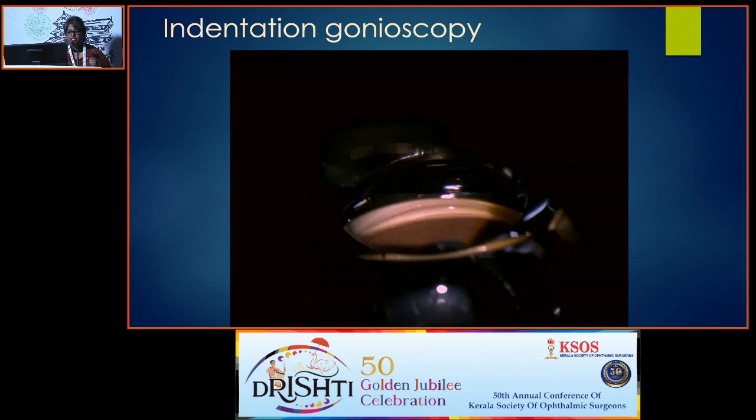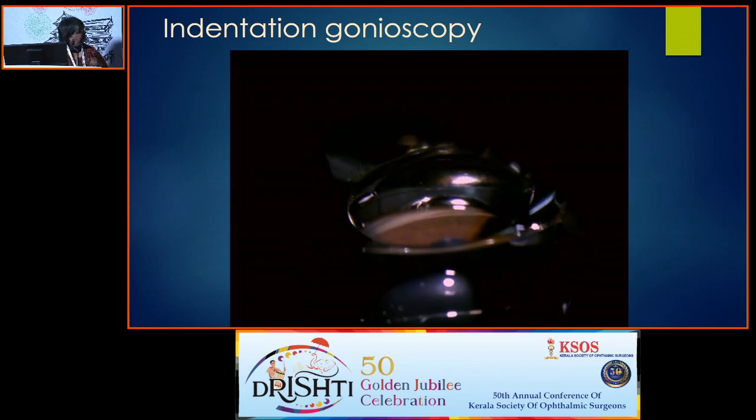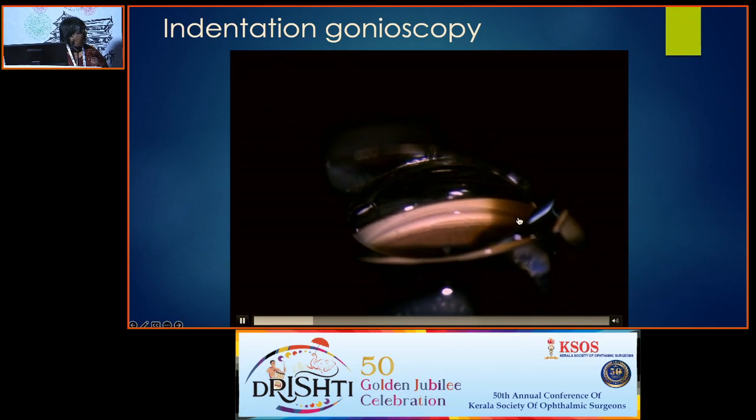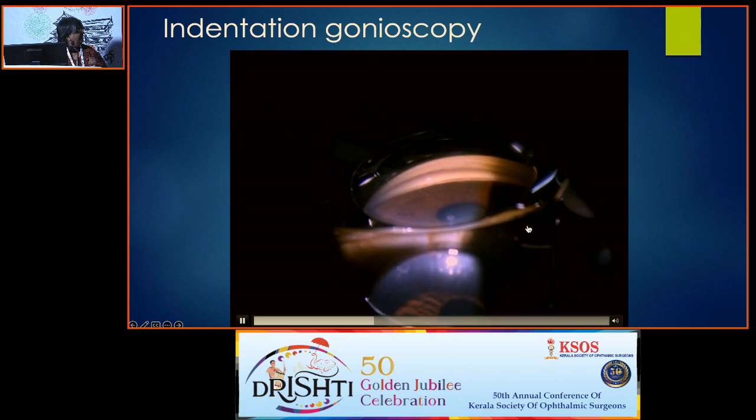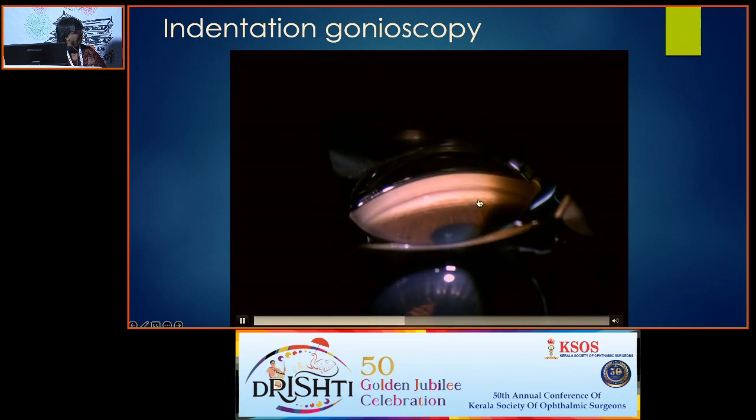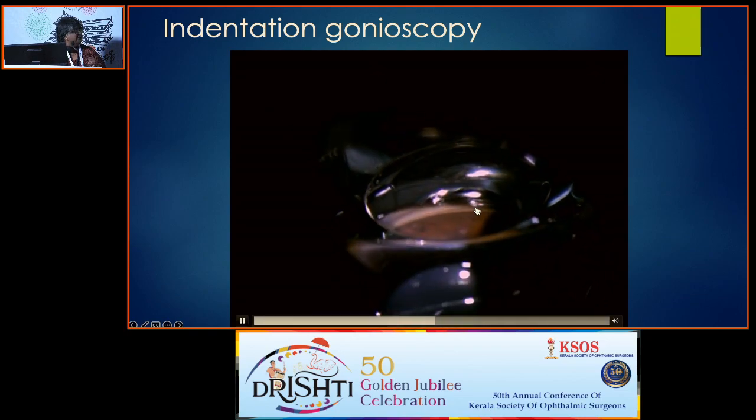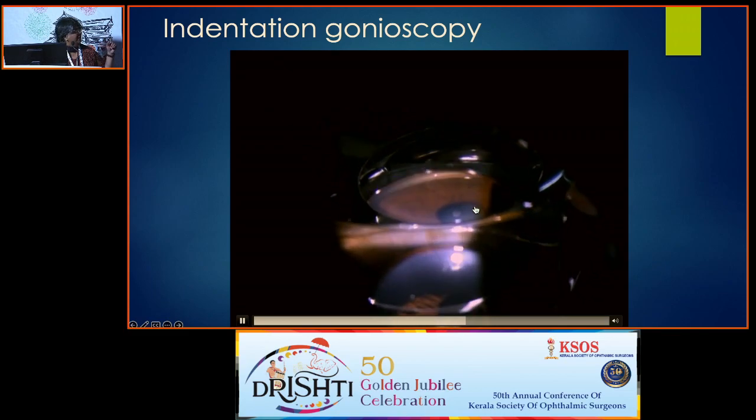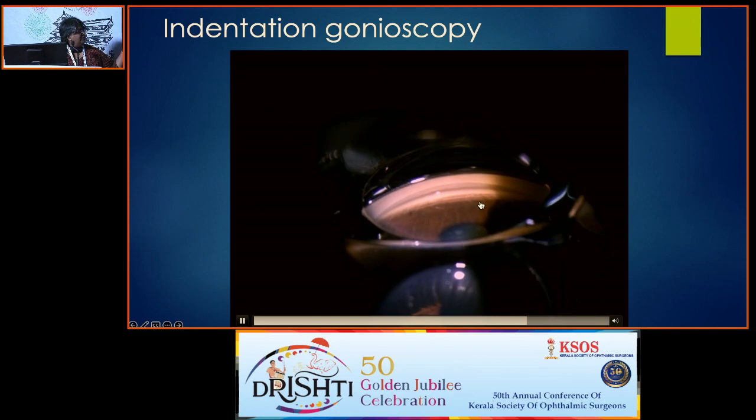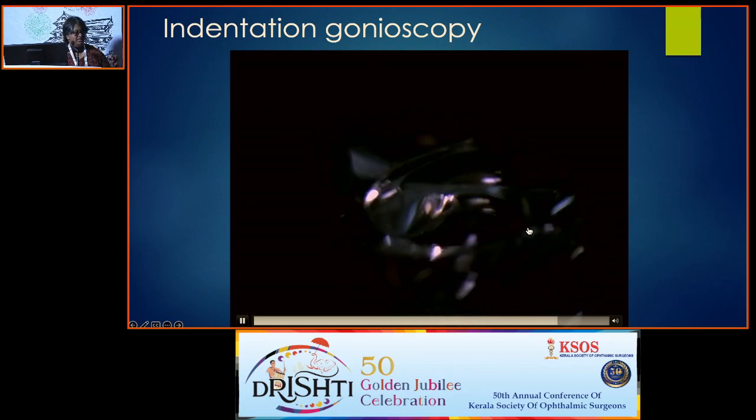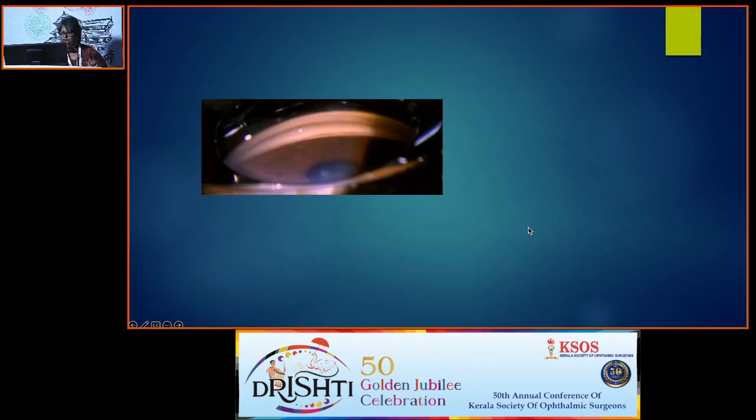Another one, indentation gonioscopy. You can see this is Schwalbe's line. When I do the indentation, another line comes behind that. Can you see that? That is the trabecular meshwork. Initially, Schwalbe's line is seen and indentation leads to the trabecular meshwork. You can see that I am doing indentation because the Descemet's membrane folds are seen on the gonioscopy.